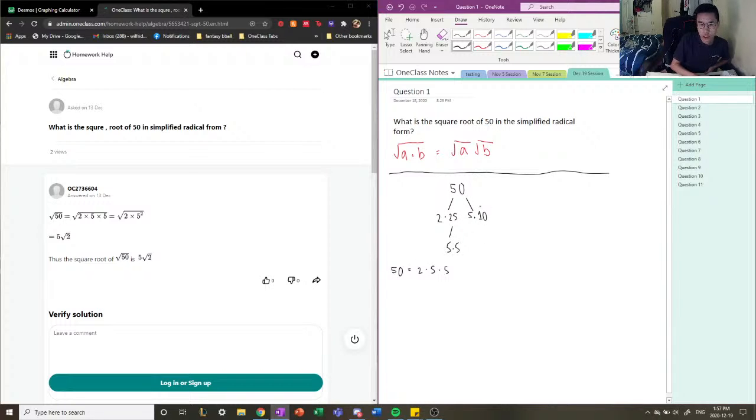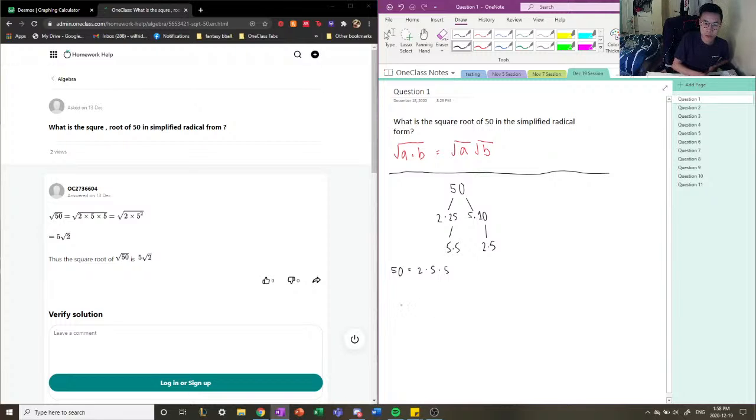If we were to do the other pairing, for example, 5 times 10, we see that 5 is a prime factor, but 10 is not. So we can further break down 10 into its prime factors, and it's going to be 2 times 5. And we can see here that the prime factorization is always going to be the same for any number. So our prime factorization here is 2 times 5 times 5.